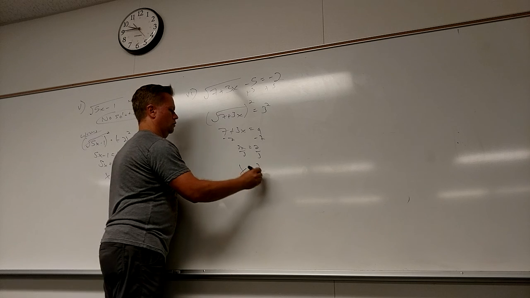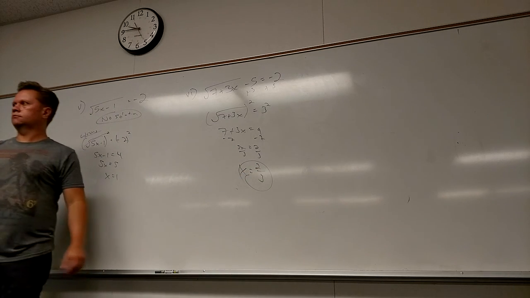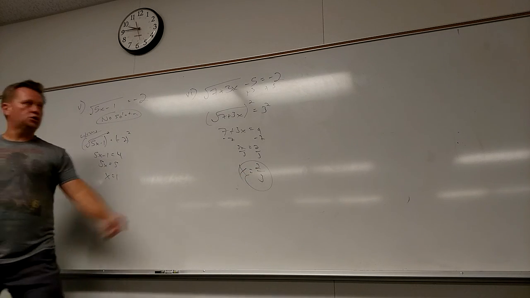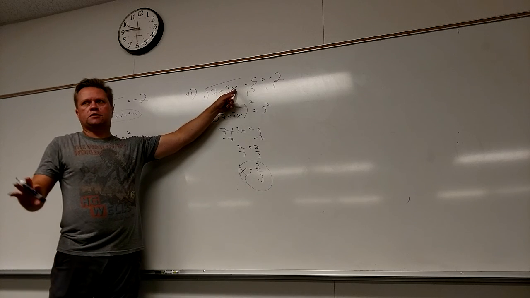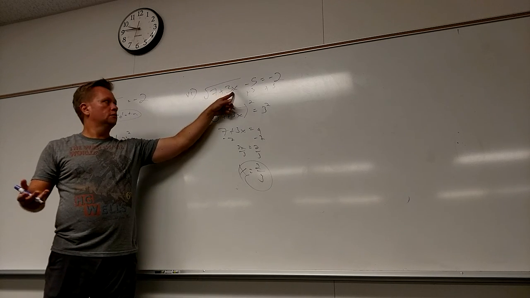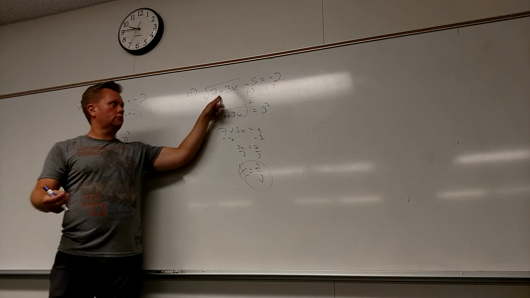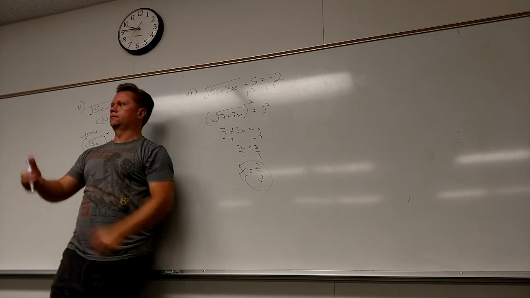X is 2/3. Check it. 3 times 2/3 is 2. 3's cancel. Plus 7 is 9. Square root of 9 is 3. Minus 5 is -2. Check.